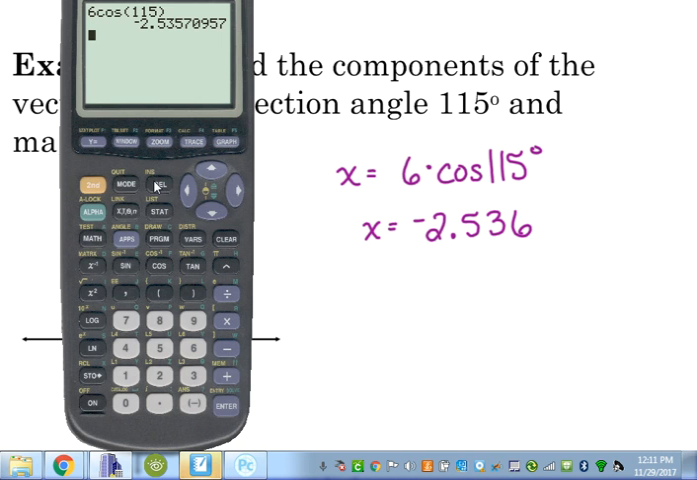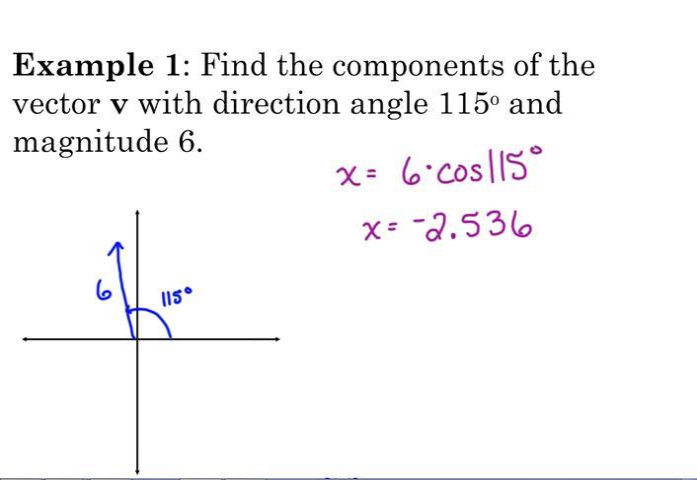Okay, so the x component that it gives us is negative 2.536. That should make sense. We're in the second quadrant. In the second quadrant, our x values are negative. Okay, that part should make sense. So our y coordinate, we're expecting to be positive.